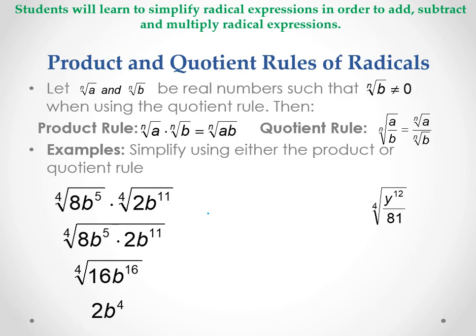Now if we're dividing, we have the fourth root of y to the 12th divided by the fourth root of 81. Well, I can write that as the fourth root of y to the 12th divided by the fourth root of 81. So the fourth root of y to the 12th is y to the third, and the fourth root of 81 is 3.